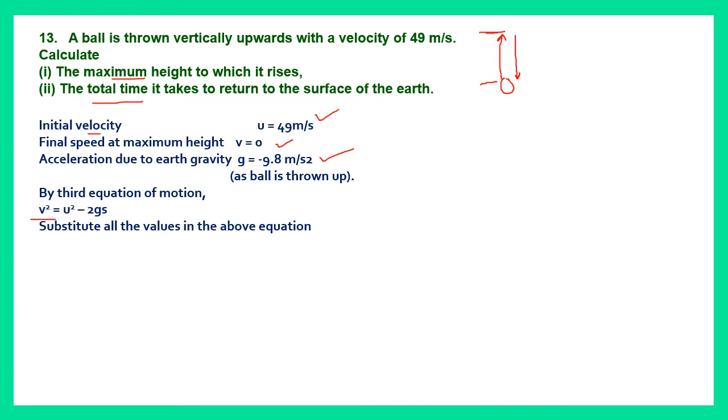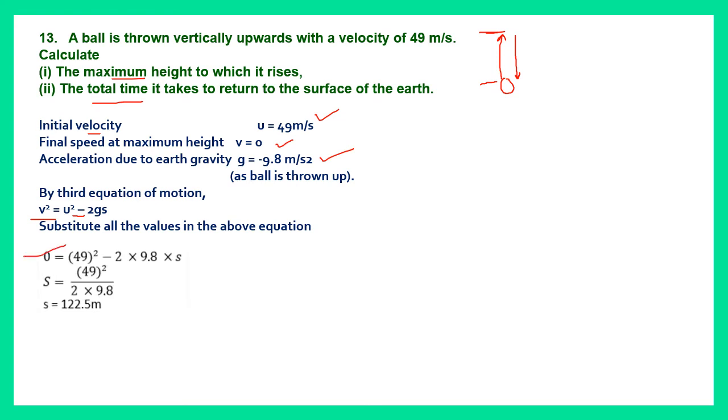V square is equal to u square minus 2gs. See, this minus is due to the direction. The ball is thrown in upward direction. That is why the value of g is minus. Now you just substitute the value of u, v and g in this equation and we will get this.